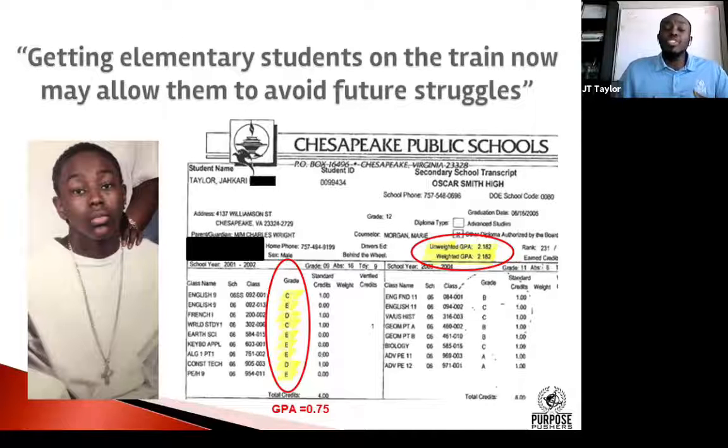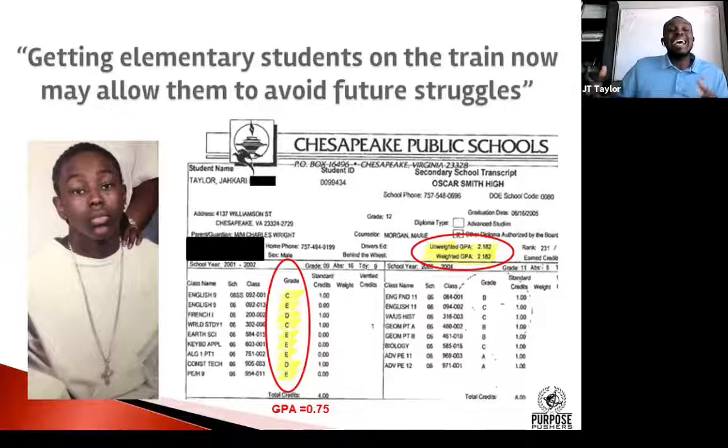Middle school for me was a blur. I probably didn't have the foundation established. I probably didn't have my social emotional needs met. I was a struggling middle school student and it traveled with me as I entered into high school. By the time I got to high school, I had a 0.75 GPA. I was a failing student.